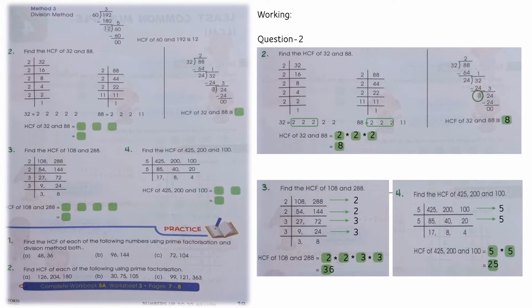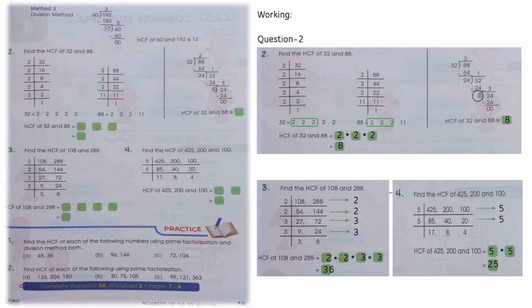We have another method of finding the highest common factor, which is the division method. In this method, we divide the bigger number by the smaller number. Here the bigger number is 192, so we are going to divide 192 by 60. This is a simple division, and as we know, 192 doesn't come in the table of 60, but the nearest value is 180, so 60 into 3 is 180, and 12 comes out as a remainder. With this remainder, we are going to divide 60. Now 12 into 5 is 60, so we have a remainder 0, and 12 is the last number with which we divided, so our highest common factor is 12.